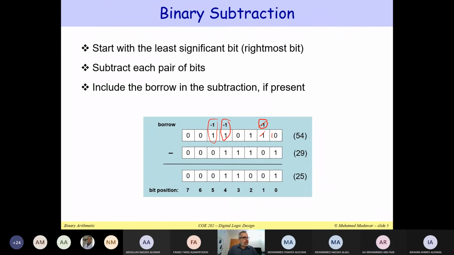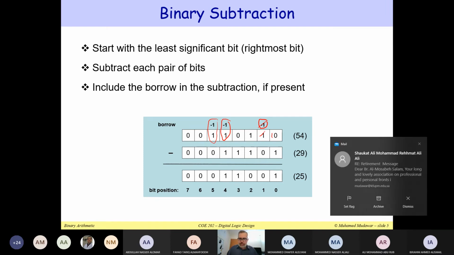Okay, this is expected because if you calculate 29 minus 54, the result will be negative 25. So far, we don't know how to represent negative 25. I will talk about it later, how we can use the 2's complement to represent negative 25. But if you do it using the concept of the borrow, you will get a borrow. The final borrow will indicate that the result is negative.